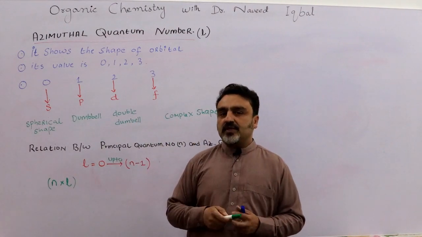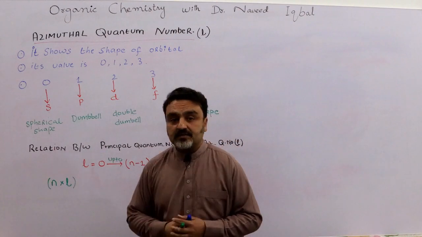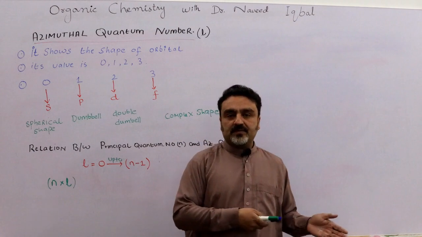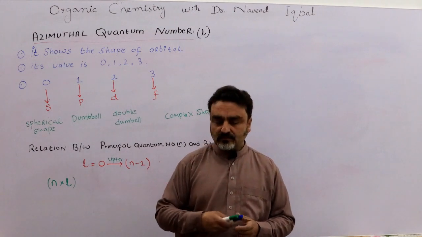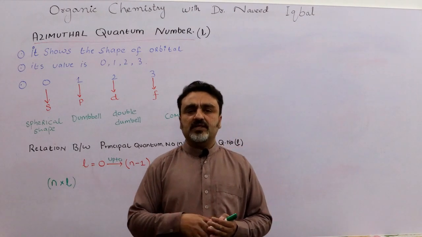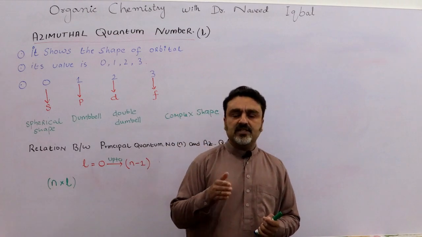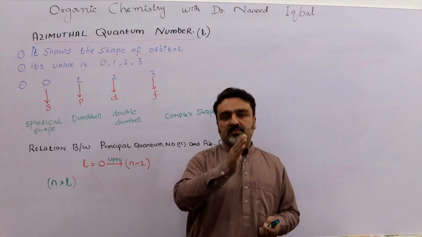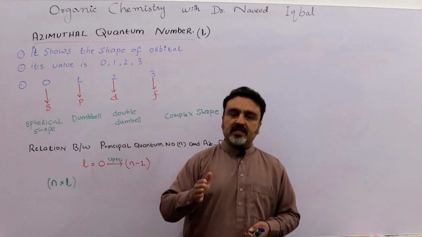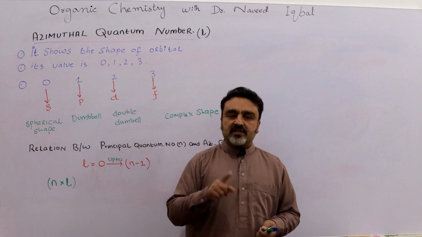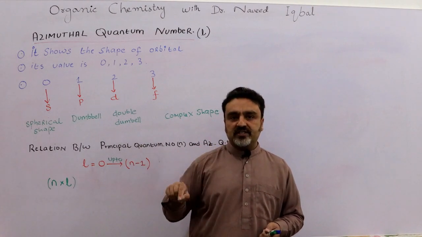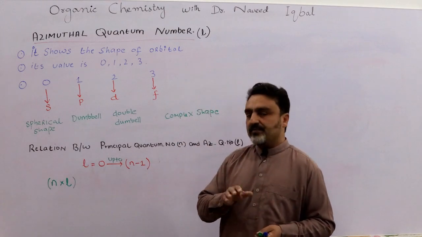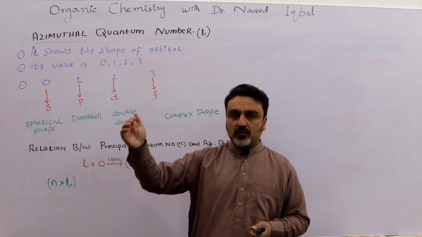Today we will be discussing the azimuthal quantum number. What information does this azimuthal quantum number give to us? Previously, the principal quantum number gave us the information about the shells. It gave us numbers like 1, 2, 3, 4. 1 was the K shell, 2 was assigned the L shell, 3 was assigned the M shell, and so on. So that was talking about the shells or energy.